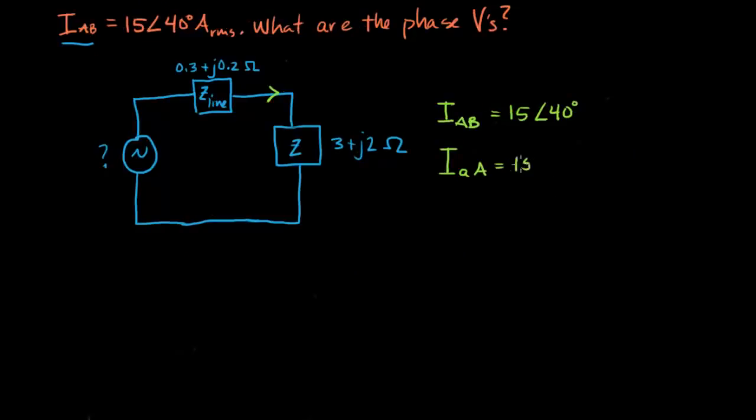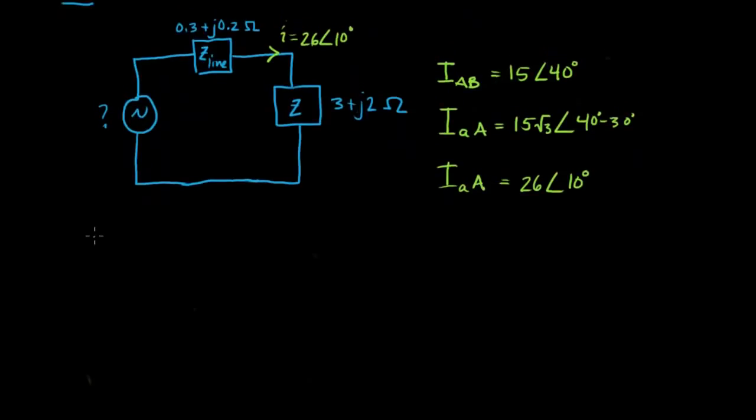So we multiply by the square root of 3, and we subtract 30 degrees. And we find out that IAA, or IAN, whatever you want to call it, is 26 angle 10 degrees. And that's what this current is. So basically now we're one step away from solving a single phase of our circuit. So we want to know what V is, and this is what? This is VAN, because we're dealing with a Y network. One more time, I'll go back to the picture.